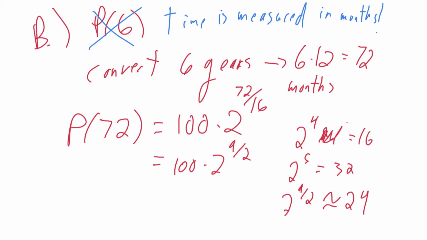So 24. So maybe we would estimate this at 2,400 javelinas. Okay? Now this type of estimation process is something you may also be asked to do on the CLEP, to estimate some sort of number that you can't quite compute exactly.